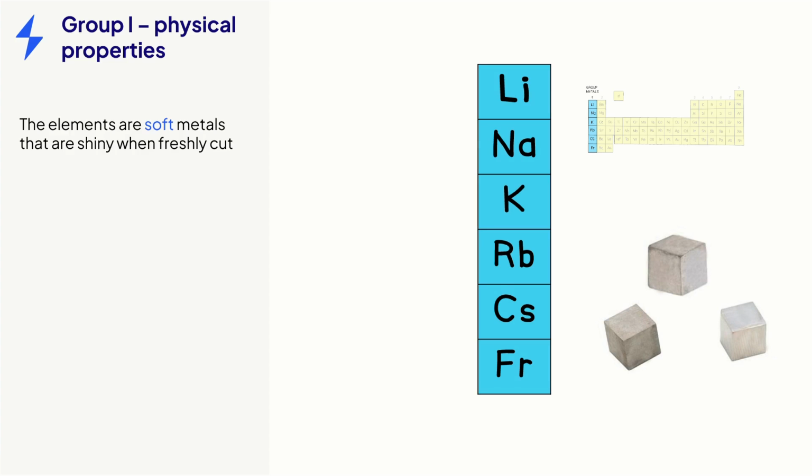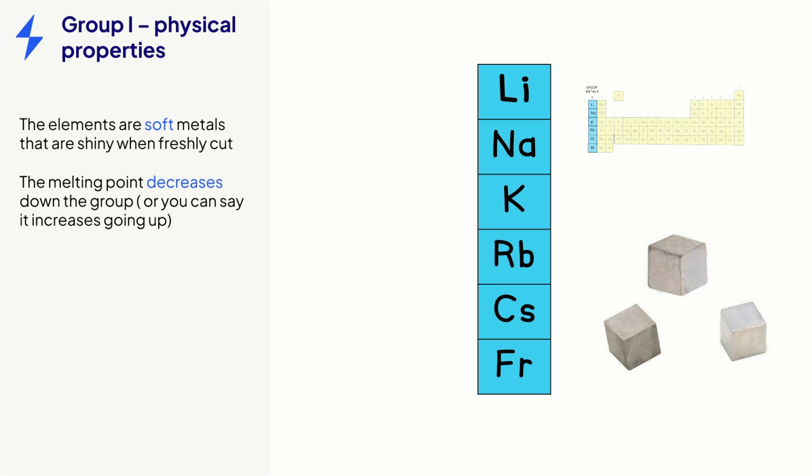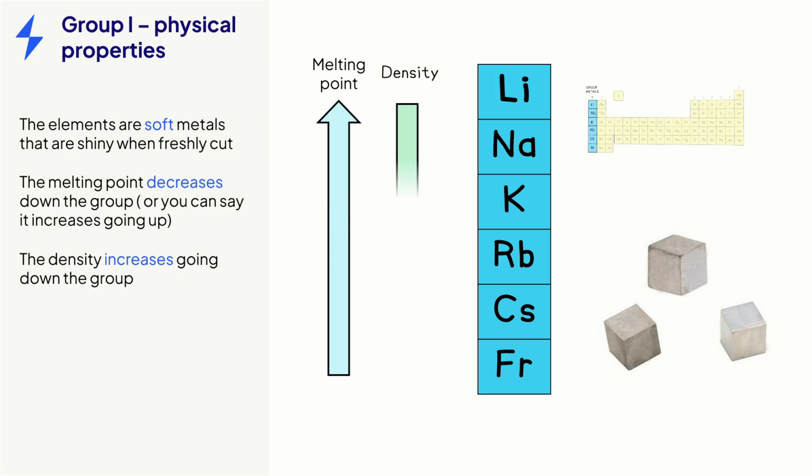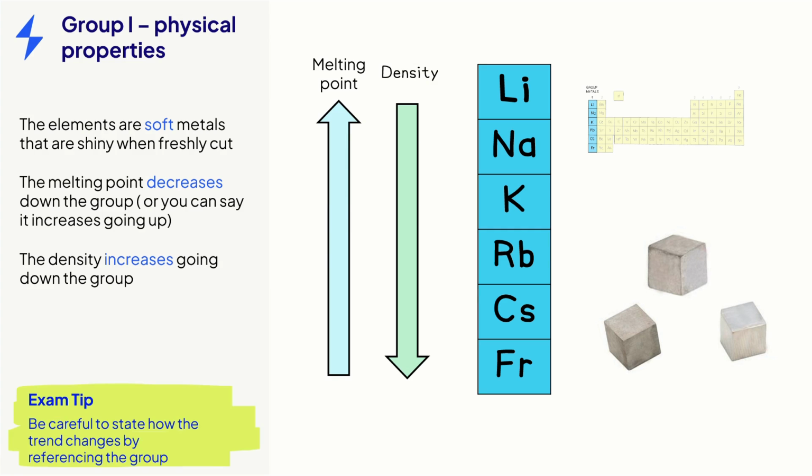However, what sets them apart from other metals is that they are much softer and lower in density and melting point than other metals. You need to know the trends in two physical properties. Melting point decreases down the group, and density increases down the group. Make sure you reference the trend change by referencing this to the group. So you need to say melting point decreases down the group.